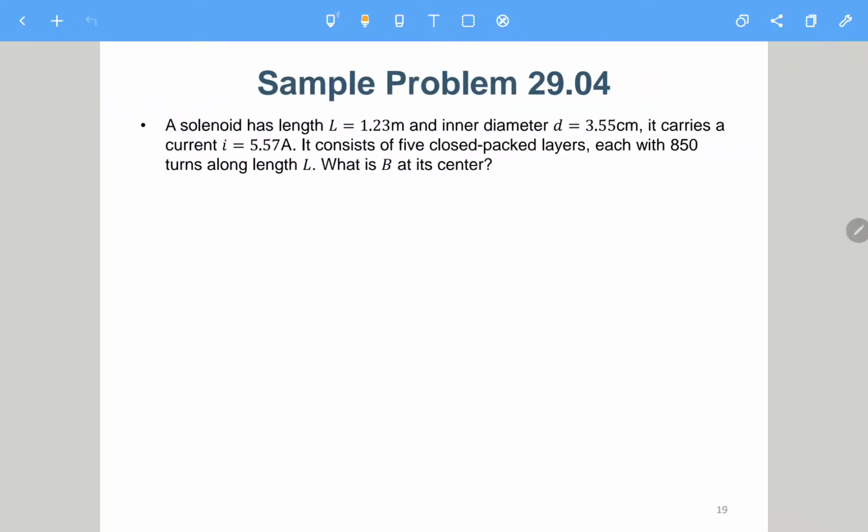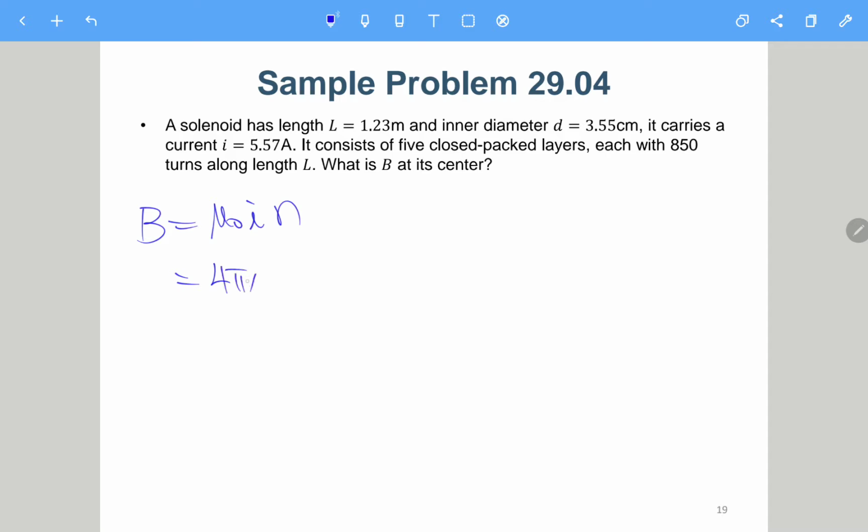Maybe I think we can quickly finish this one before we finish today. Okay. So it says a solenoid has length L and then inner diameter. It carries a current I. It consists of 5 closed packs of layers, each with 850 turns along the length L. What is the B at this center? So we consider a solenoid here, and of course we should use B equals mu 0 I n.